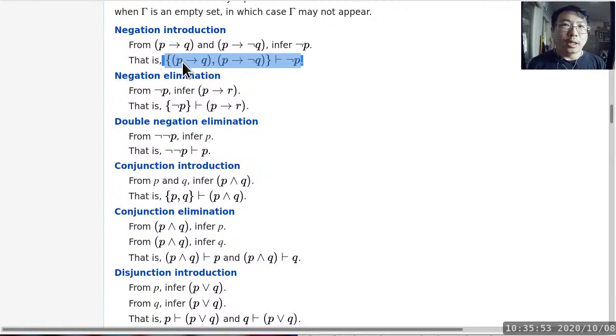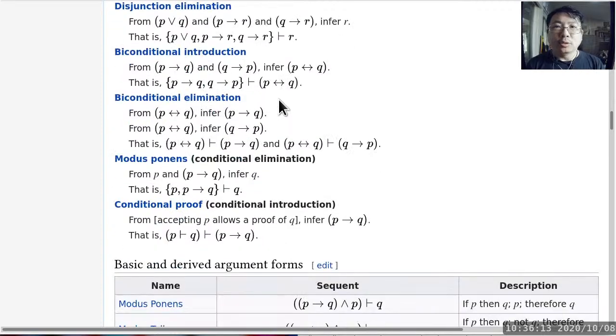Because if the implication is true for P implies Q, and the implication is true for P implies not Q, that means P has to be false in order to make both of these implications true. Because otherwise, one of them has to be false if P is true. So we have a whole bunch of these things, and don't worry, I do not want you guys to memorize all of these. I just want to give you a link to a list to basically just show you that, yeah, there's a lot of these rules.